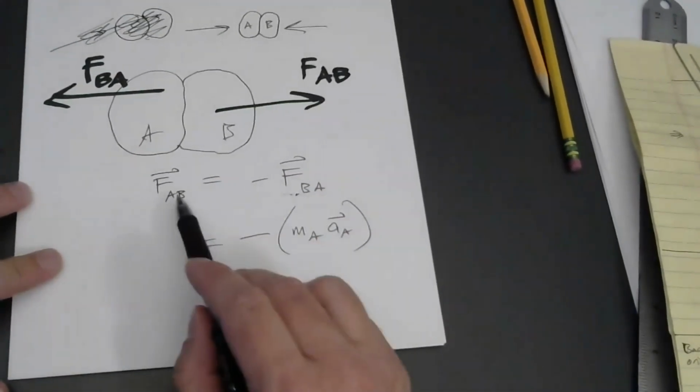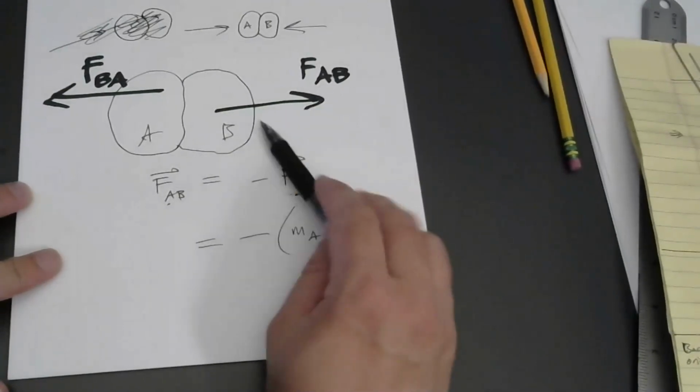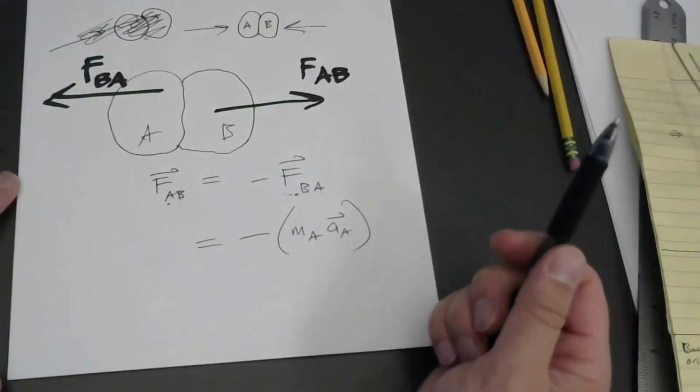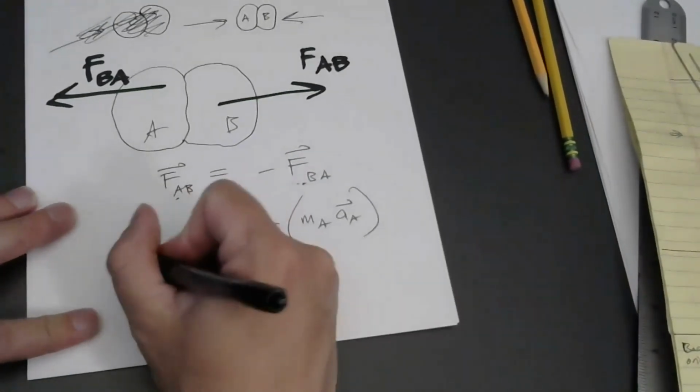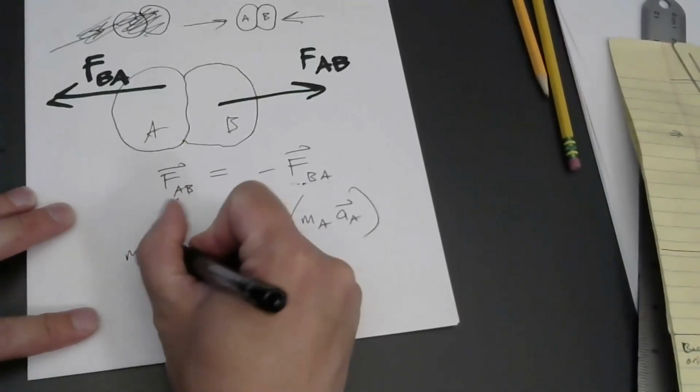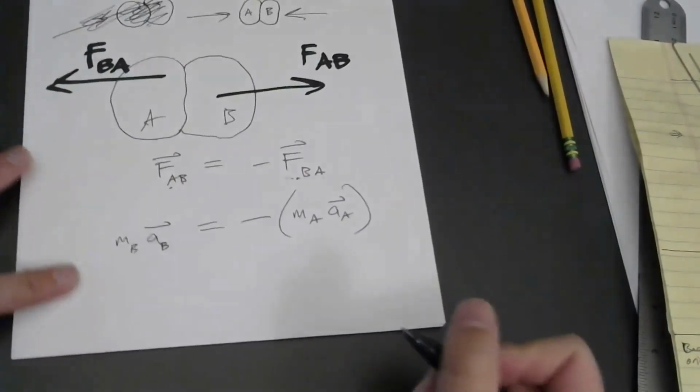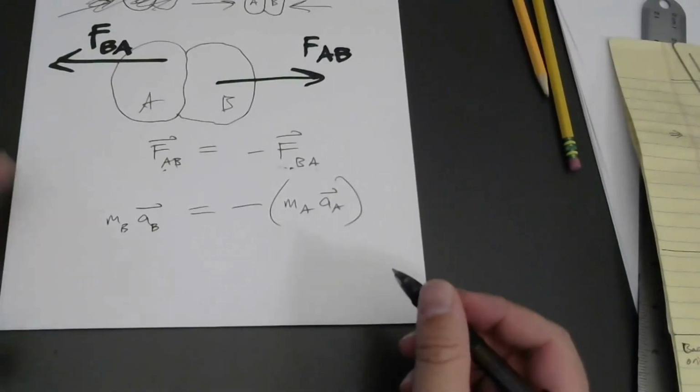And same thing over here. The force of A on B, well, this is the only force on mass B, hence it's the net force on mass B. So that should be equal to mass B times the acceleration of mass B. I'm using Newton's second law.